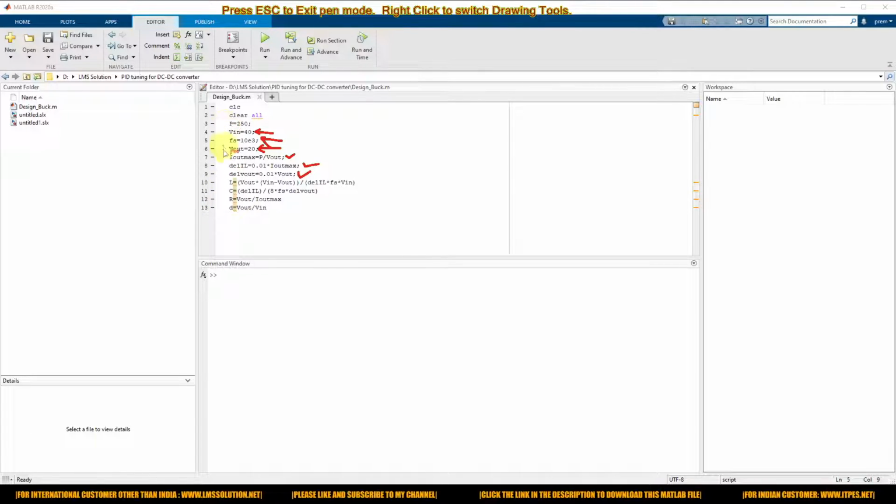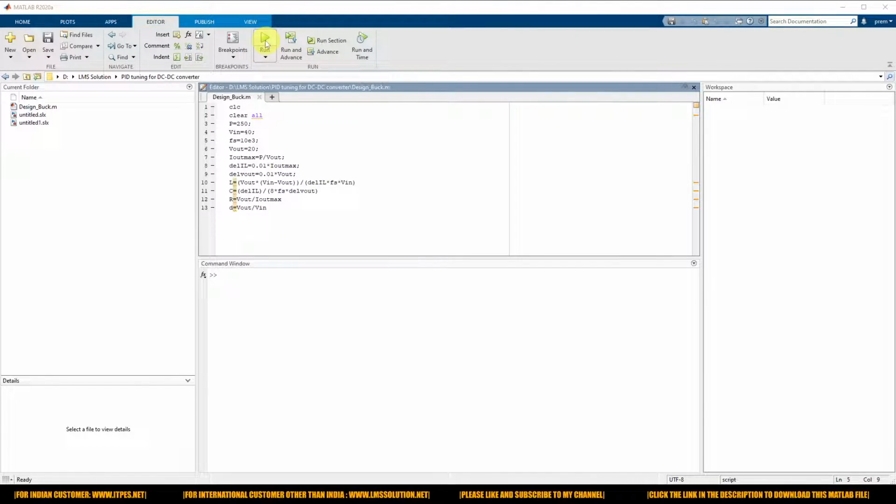So next, based upon this detail, you have to calculate L and C value. So this is the formula for calculating L and C value for the buck converter. So next you have to calculate the load resistance value, which is equal to output voltage divided by the maximum output current of the buck converter, and then you have to calculate duty cycle, which is equal to V out divided by Vin. So these are the basic equations used for calculating L and C value for the buck converter.